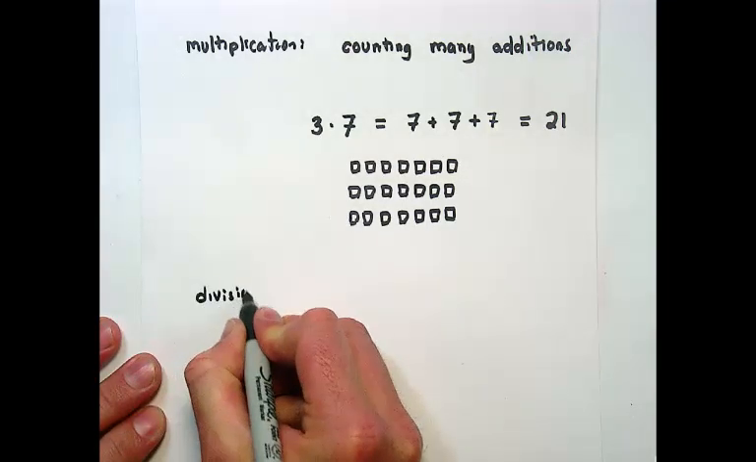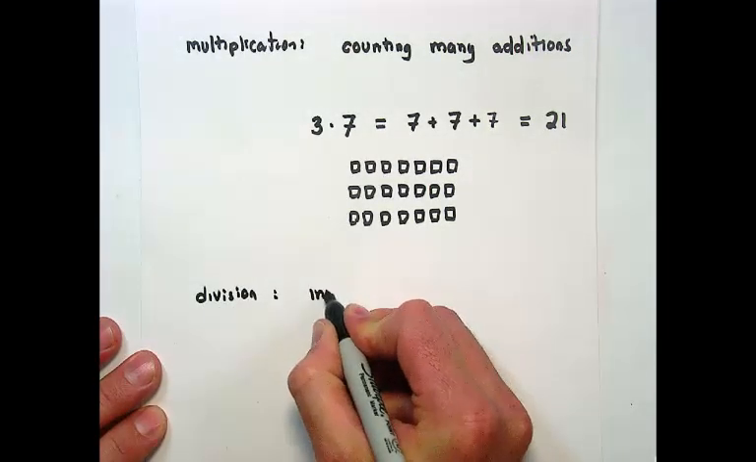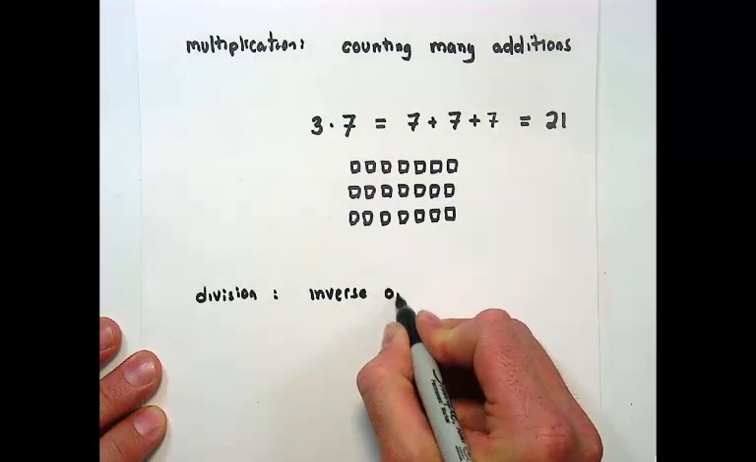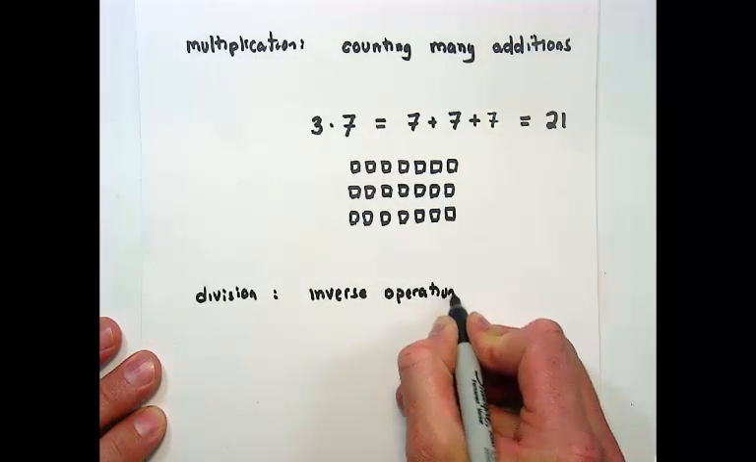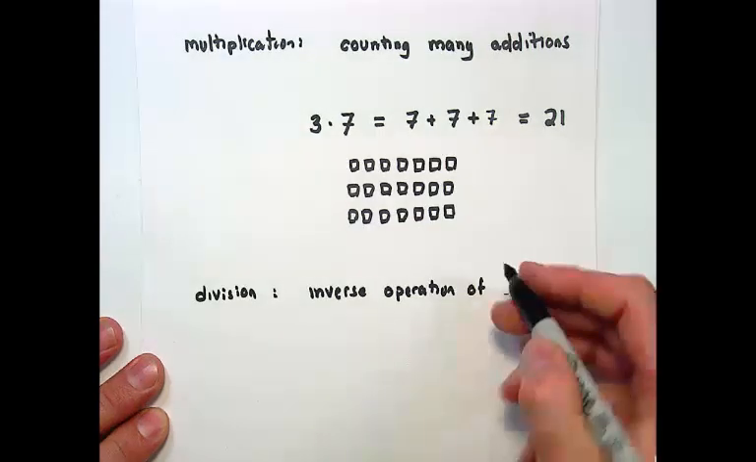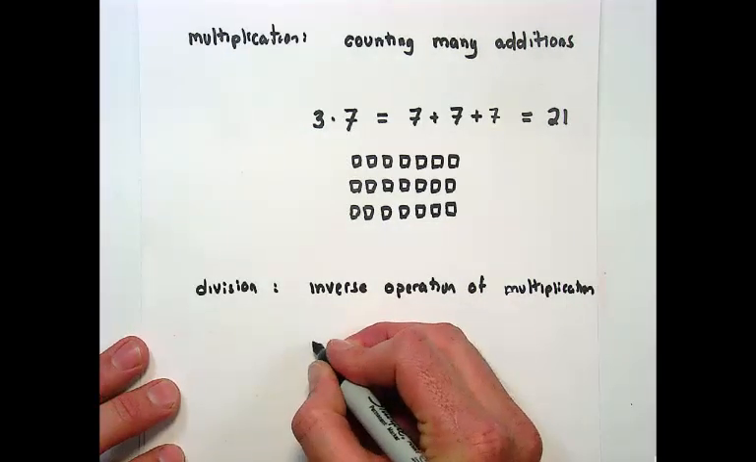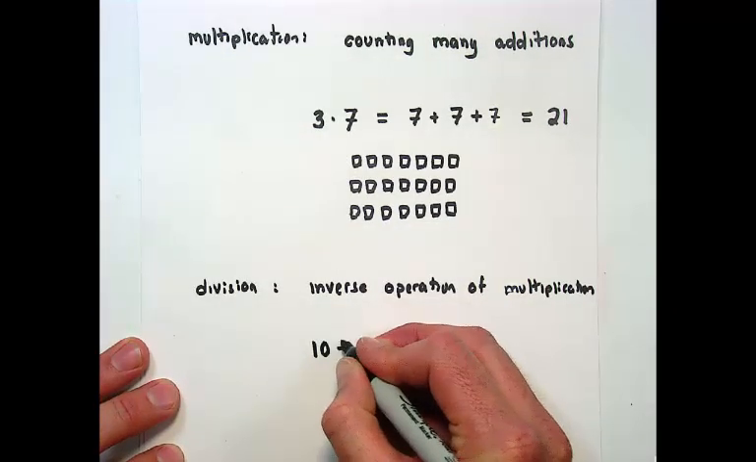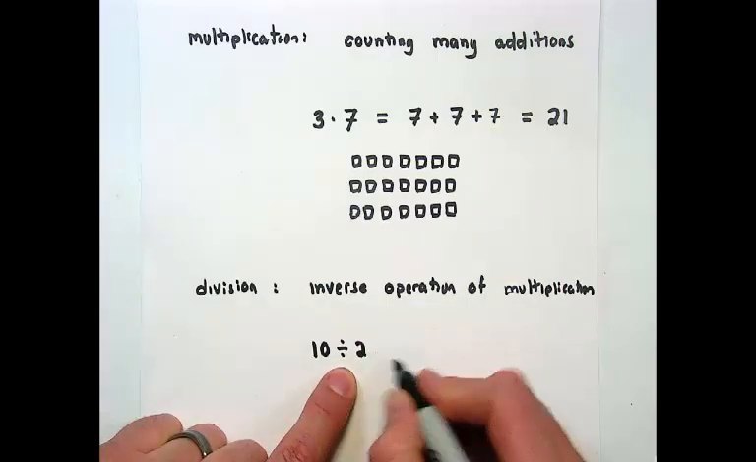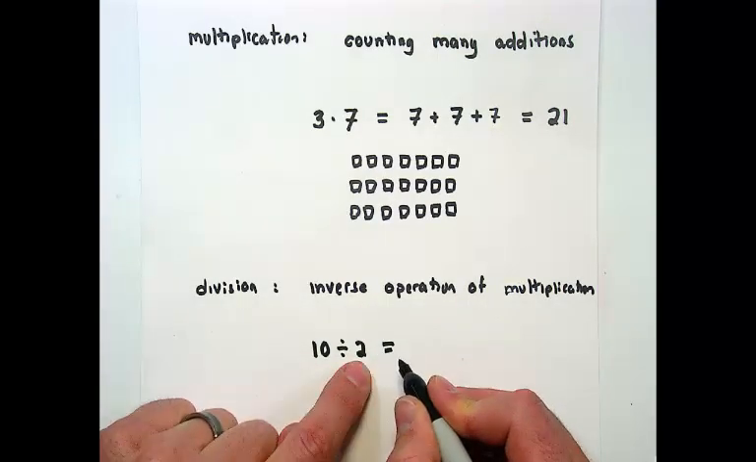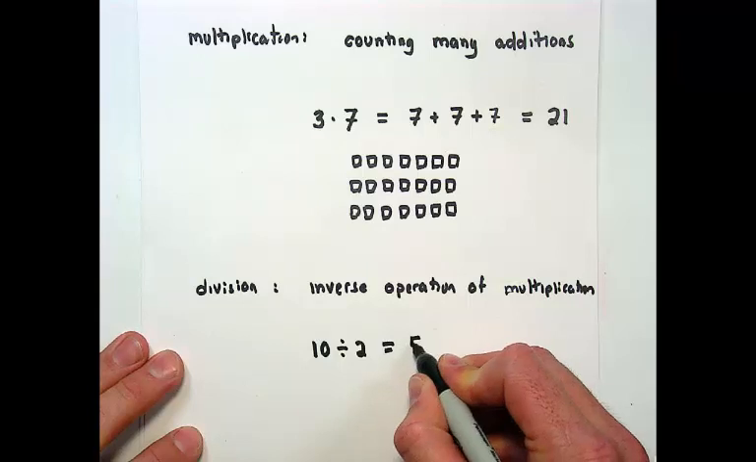Division is what I want to call the inverse operation of multiplication. There's kind of 2 different ways to write divisions, by the way. We have this, what we call division sign, that little thing. And I say that 10 divided by 2 is indeed 5.